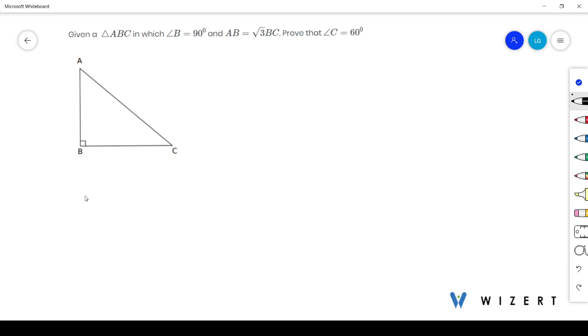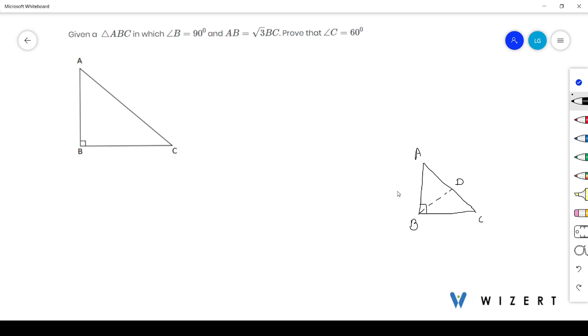Our question is, given a triangle ABC in which angle B equals 90 degrees and AB equals root 3 BC, prove that angle C equals 60 degrees. Now, firstly, draw a median BD. This is ABC. Draw a median BD to AC from point B.